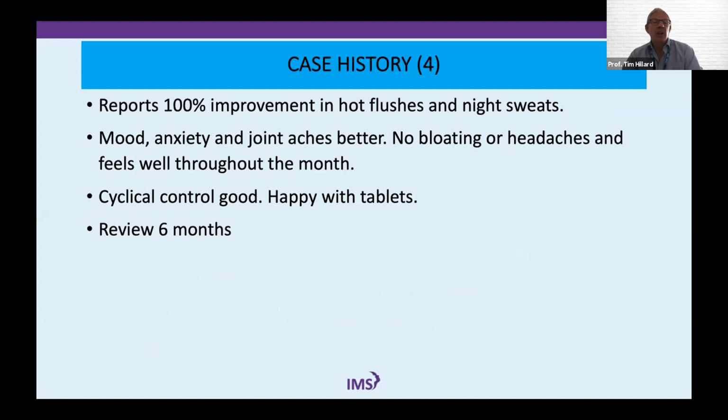In 3 months' time, she came back, reporting 100% improvement in her symptoms. Overall, all her other symptoms were better. Her side effects had disappeared. Her cycle control was good, and basically she was very happy with the treatment. So we agreed to review the situation in 6 months.